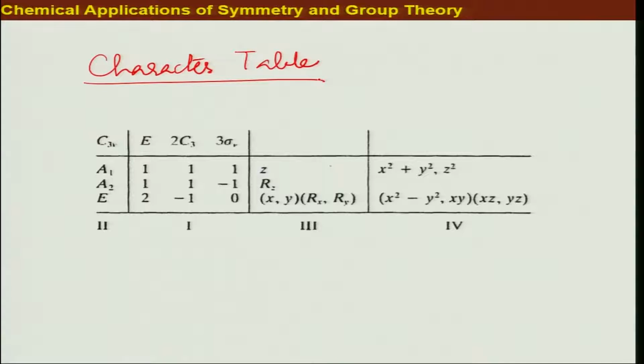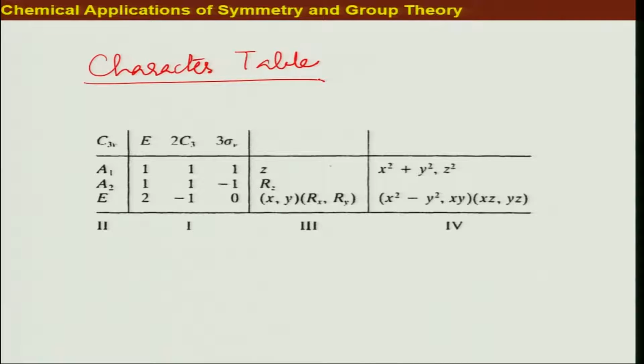Let's choose another one, the representation E. Here E will give me 2 squared, plus 2 into 1 (the squared character of C3), plus 3 into 0. So what is the ultimate value here? We again get the order of the group. That is rule 2.